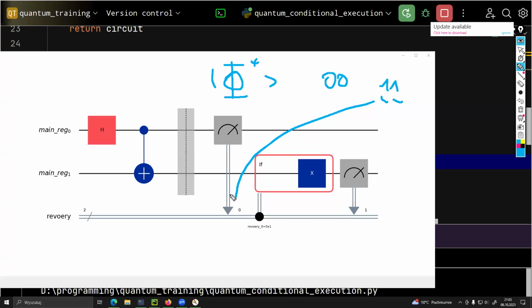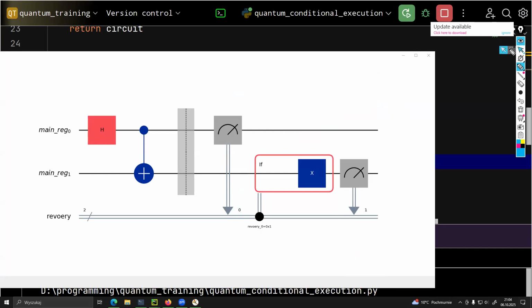In other words, when we read 1 into our bit 0, this triggers, and this always flips this 1 into 0 again. So we never get this state. This state will never appear. We will either have 0, 0 or 0, 1. And we can check if this is true.